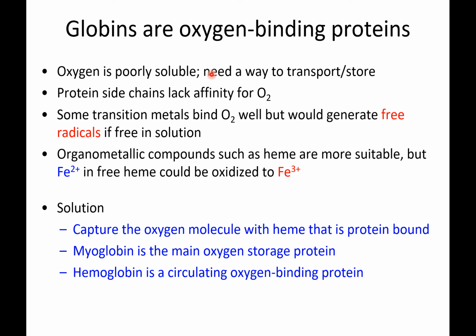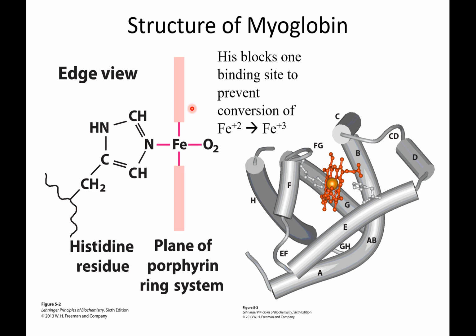A few things to understand about all of the globins, not just myoglobin, but this will be true for hemoglobin as well. We do have the ability to capture an oxygen molecule, and the oxygen is not going to interact directly with the protein. It's going to interact with the heme that is bound to the protein. If we take a look at what's going on with this heme, on all of your globins, including myoglobin, you will have a histidine residue. The histidine residue has a nitrogen that binds to the iron in the center of the heme.